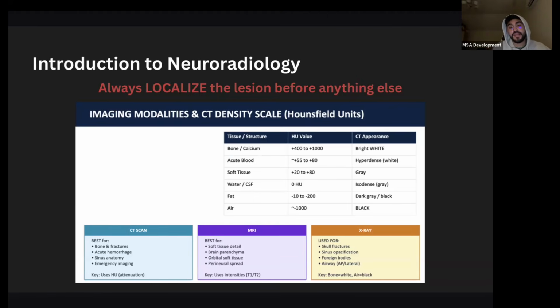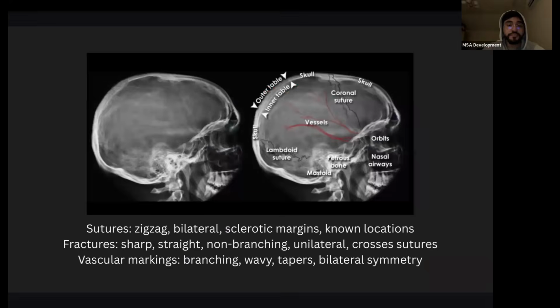An X-ray, again, is for things like sinus opacification, any skull fractures, or any foreign bodies within, for example, the nasopharynx. I'll definitely go for an X-ray. Even when I look at the airway, I'm going to go for an X-ray.